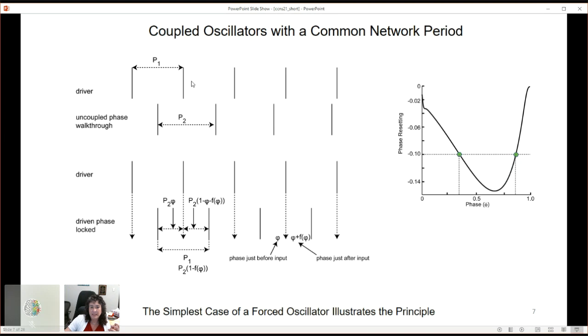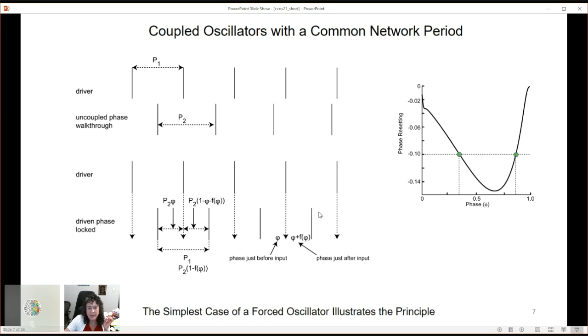So how can I use this phase resetting curve? Well, I'm going to take the simplest example, and that is of one oscillator forcing another. This is a forcing oscillator. It has a period of P1, and when it's not connected to another neuron, then these two neurons don't have the same period, and so they get phase walkthrough. There's no particular relationship between when this neuron fires in the cycle of the other neuron. But if you allow the driver neuron to perturb the driven neuron, you can then get a phase locking where there's a consistent firing of the driver, firing of the driven, firing of the driver, firing of the driven, and there's a consistent phase locking relationship now.